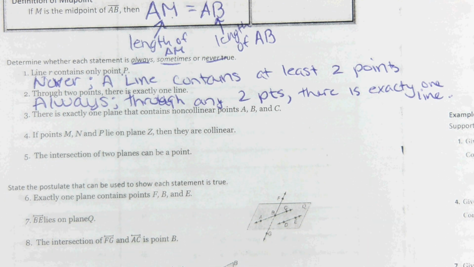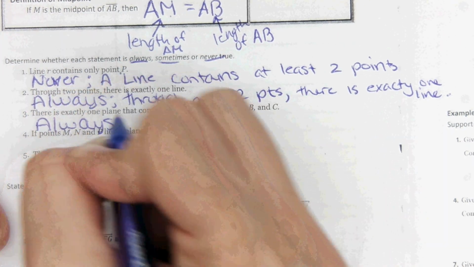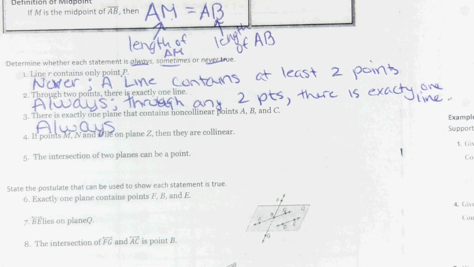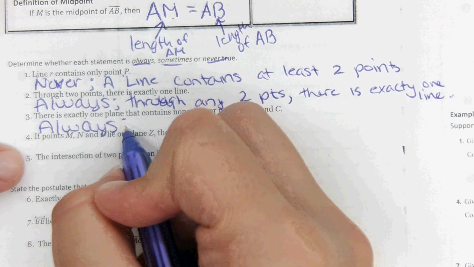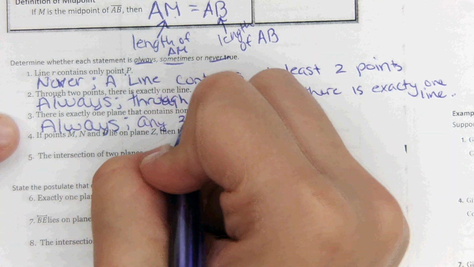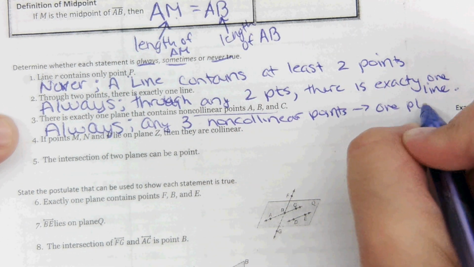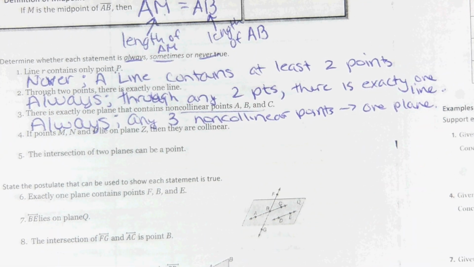Okay, there's exactly one plane that contains non-collinear points A, B, and C. That would be always. So one of the definitions is, when you have 3 non-collinear points, it makes a plane. So any 3 non-collinear points make one plane, whether that plane is drawn or not, and we'll see that in some of these examples.